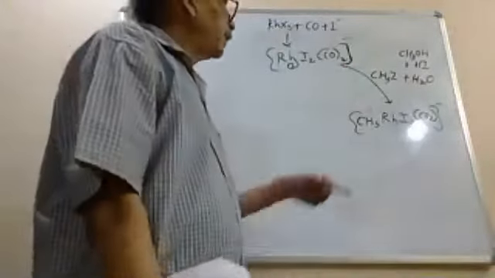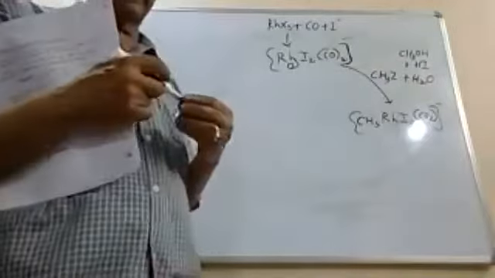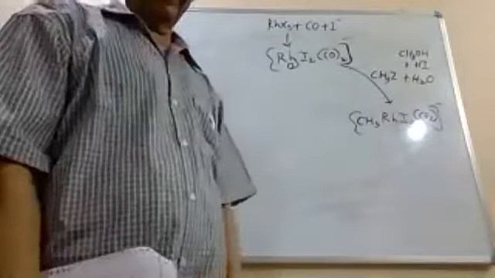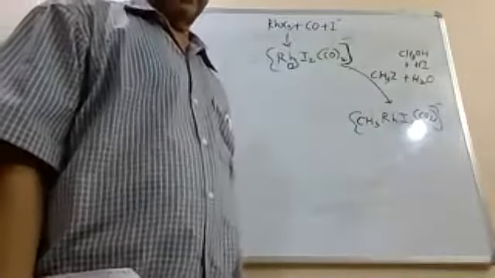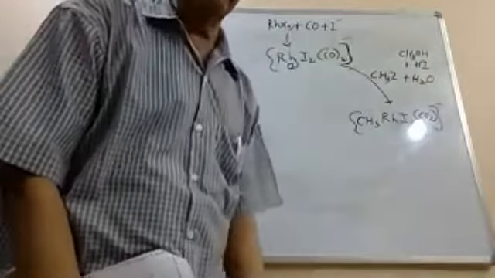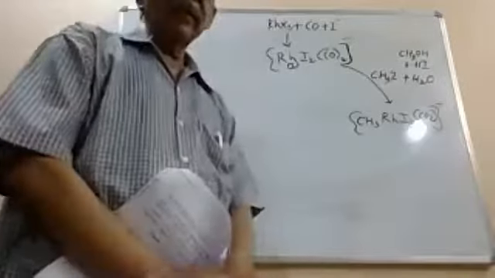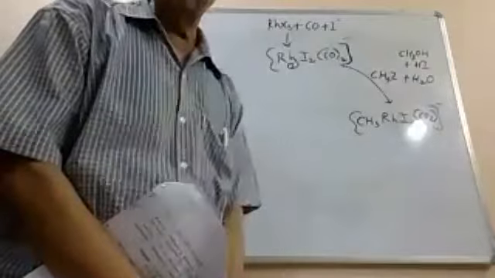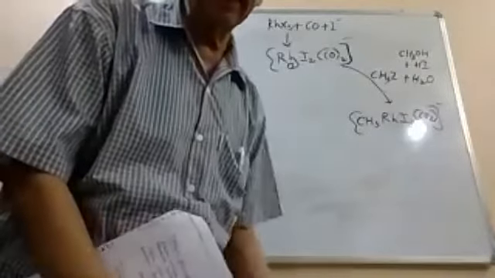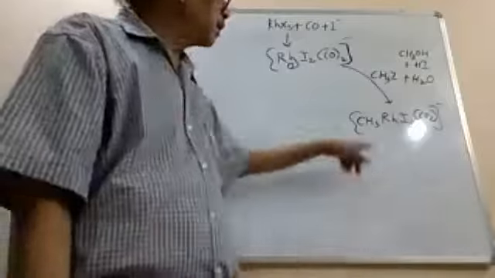Now, what is the oxidation state of rhodium here? Chemists always have to keep track of the electrons. We are the accountants for keeping track of the number of electrons. So it's the oxidation state of rhodium.